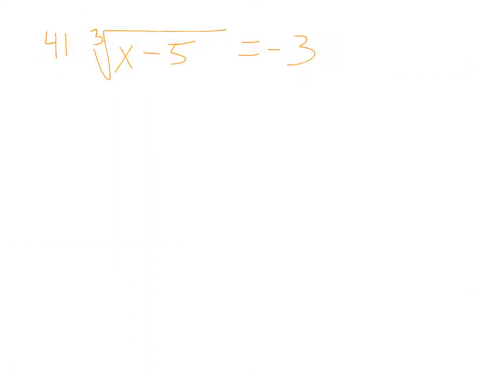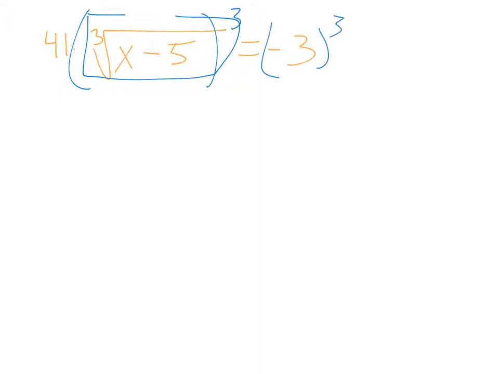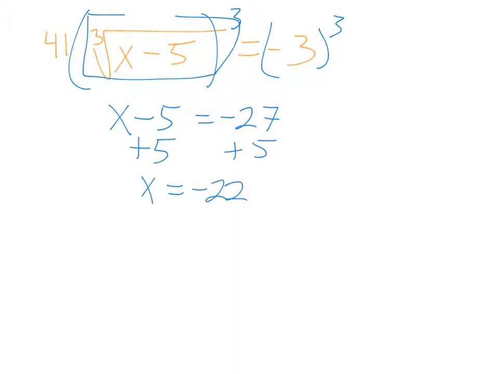For number 41, we're looking at a cube root equation. In order to start this out, the cube root is already by itself. So I'm going to cube both sides. On the left, I get x minus 5, and on the right, I get negative 27. When I get the x by itself, we're going to add 5 to both sides, and I get x is equal to negative 22. That's my final answer.